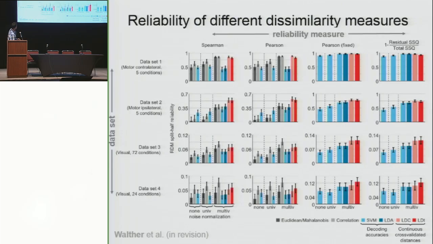So when we did that for all of these scenarios, the story was consistent with the summary that I just gave you. So we're quite confident that these results generally hold up, and we tend to favor these continuous cross-validated distances now.